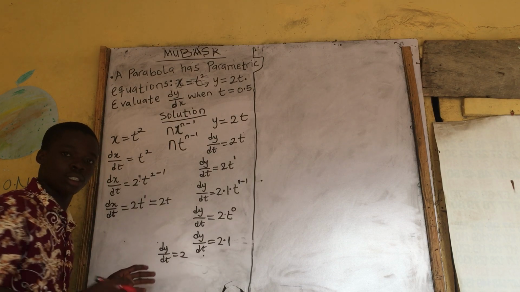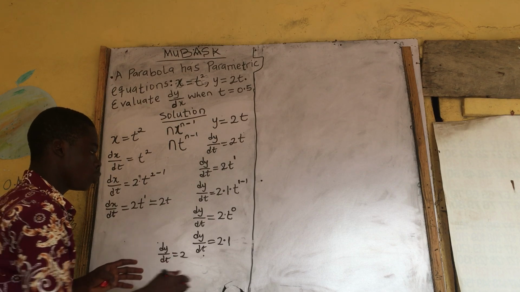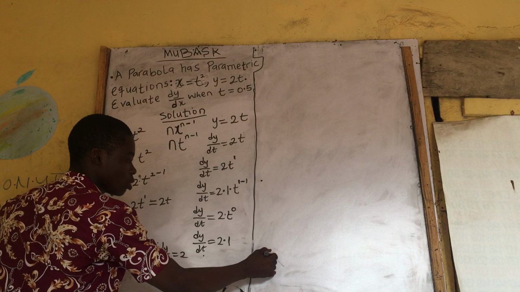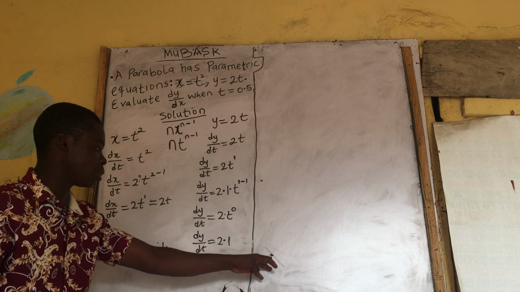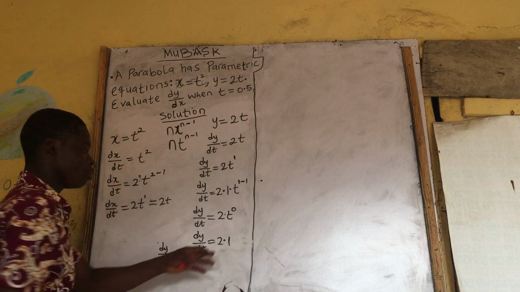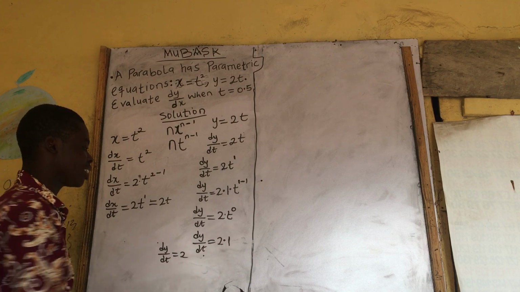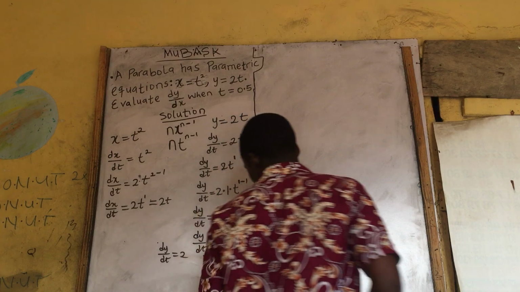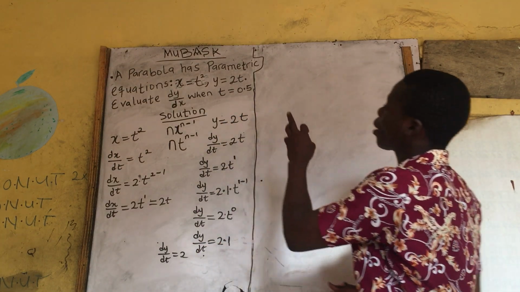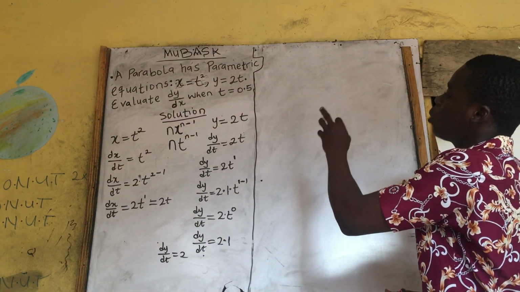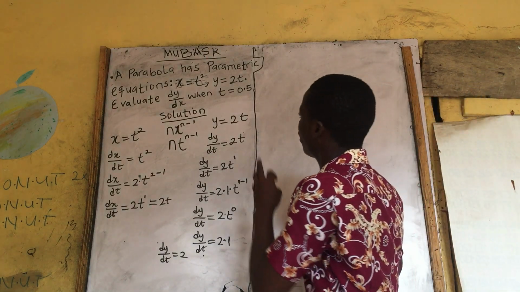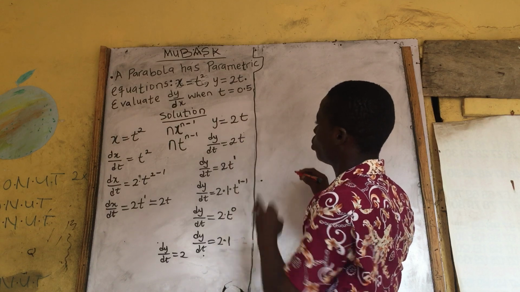This dot in differentiation, you don't write multiplication like this. Dot represents multiplication. So some of you may think I write 21. It's not 21. It's 2 times 1 in differentiation. So don't forget they are telling us to evaluate dy over dx when t equals 0.5. Let us evaluate dy over dx when t equals 0.5.